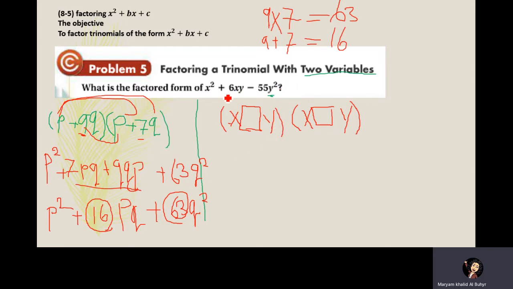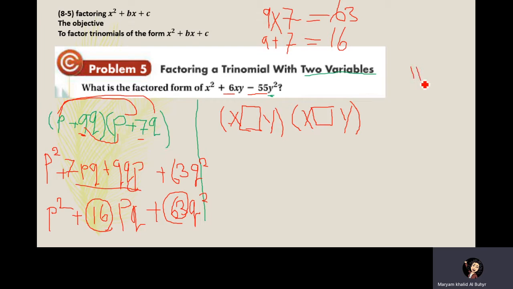So that's x from this x and y from this y. Now I will think about the same idea. I will think about two numbers. When I multiply them, I will get negative 55, and once I add them, I will get 6. What are these two numbers that I'm going to think about?